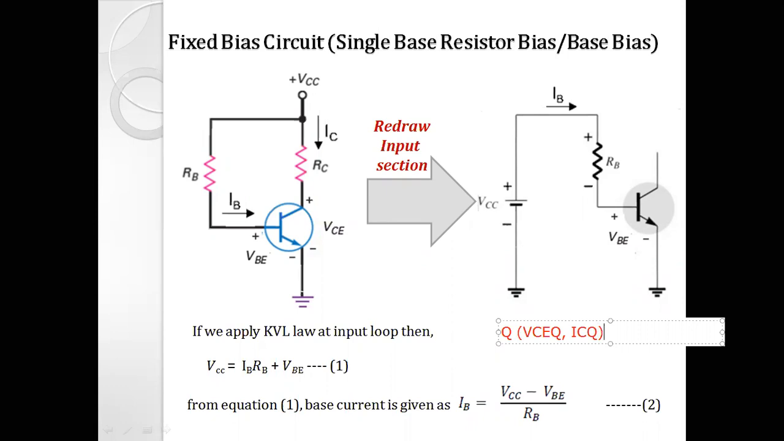To find this operating point, we need the mathematical expression for each of these coordinates, that is, the mathematical equation of VCEQ and the mathematical equation of ICQ. That is, the collector current corresponding to the operating point and the collector-emitter voltage corresponding to the operating point. These will give us an idea about the location of the operating point on the output characteristic of this transistor. So to derive these operating point characteristics, we have to do this input and output analysis, right? That is the reason behind doing this analysis.